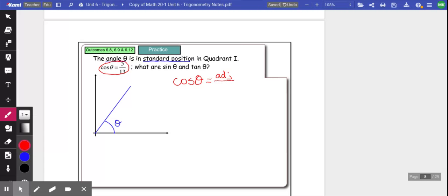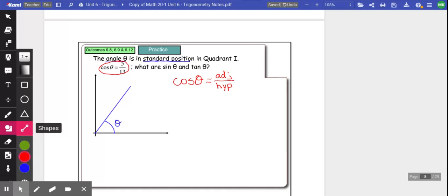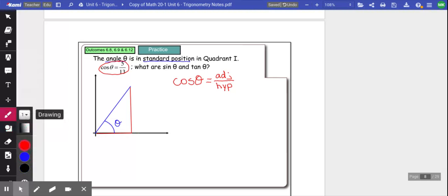Cos equals adjacent over hypotenuse. Awesome. Now we can build a triangle because we know that those two sides, adjacent and hypotenuse, connect. This connects to this ratio they gave me. They told me the adjacent is 5. This is the adjacent. They told me the hypotenuse is 13. There's your hypotenuse. Now we have a triangle with two sides. We can find the third side, and then we can do everything.